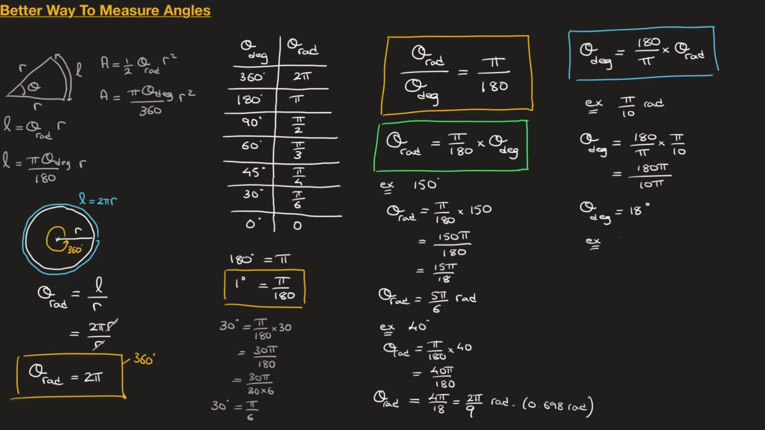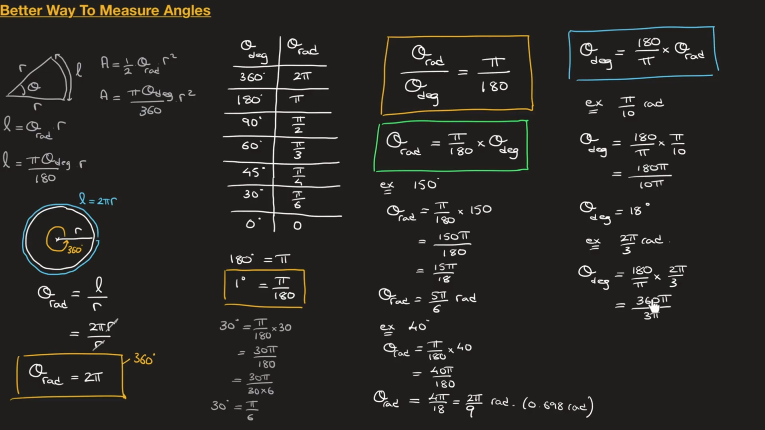Let's say we had to convert 2 pi over 3 radians into degrees. Well, once more we use our formula, so theta in degrees is equal to 180 over pi times 2 pi over 3. And so again, we multiply the numerators together and the denominators together, which quickly leads to 180 times 2, which is 360 times pi, so 360 pi, over pi times 3, so 3 pi.